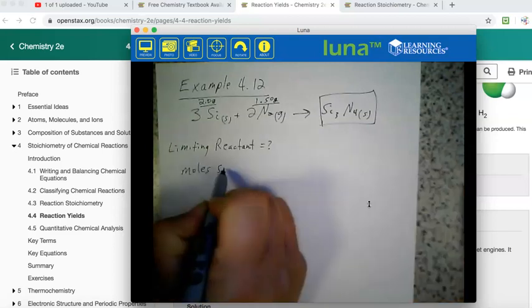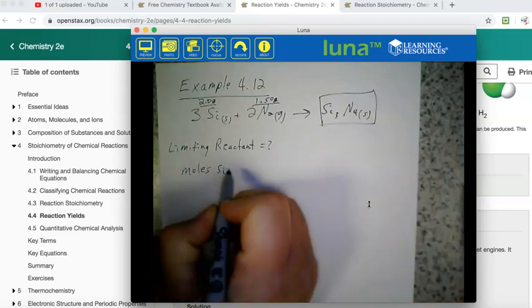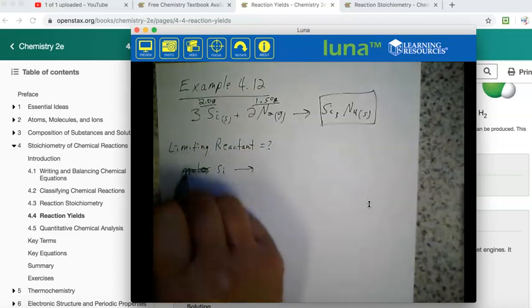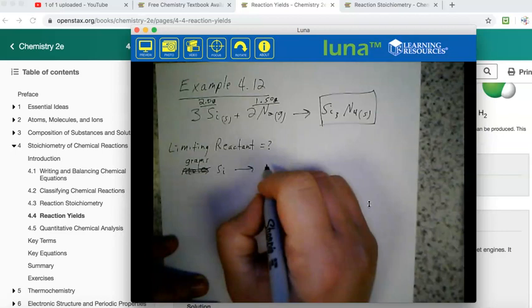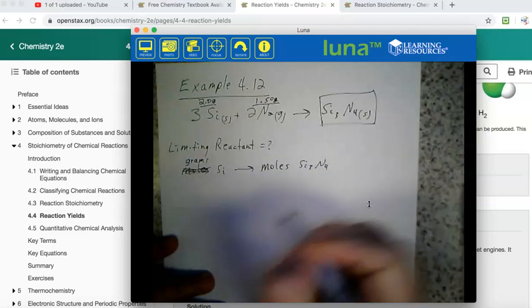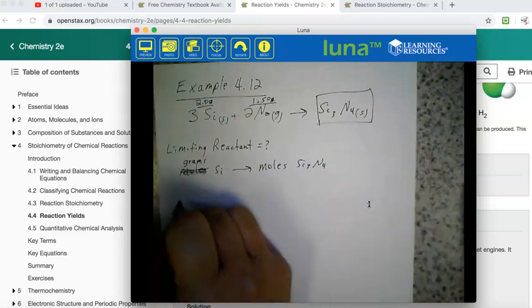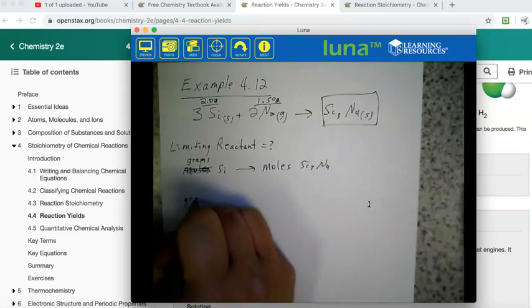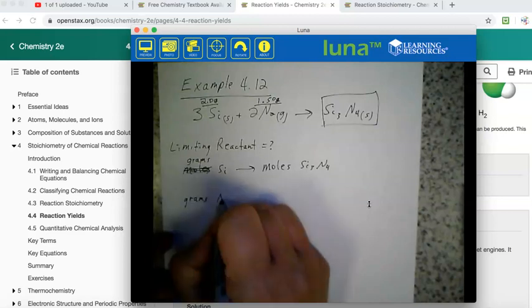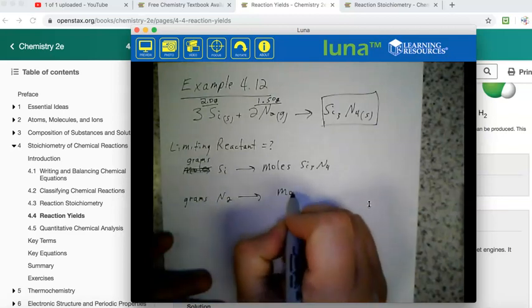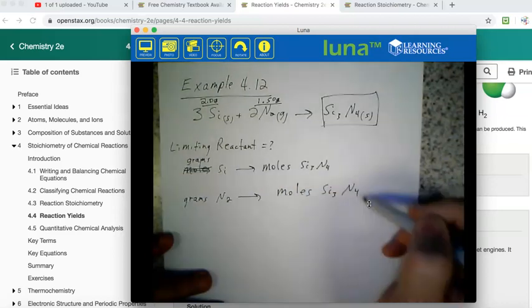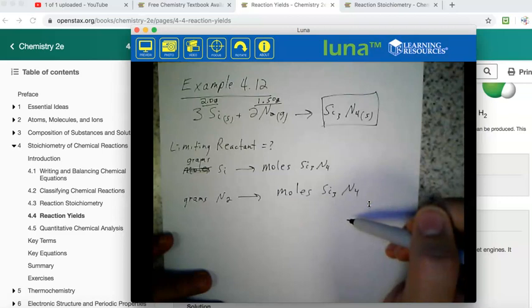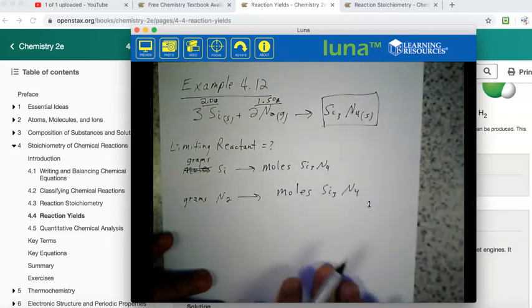convert grams, or mass, of silicon to moles of Si3N4. I'm going to do the same process with the next reactant: the mass in grams of N2, I'm going to convert that to moles of Si3N4. And same strategy here, the least amount is going to tell me what my limiting reactant happens to be.